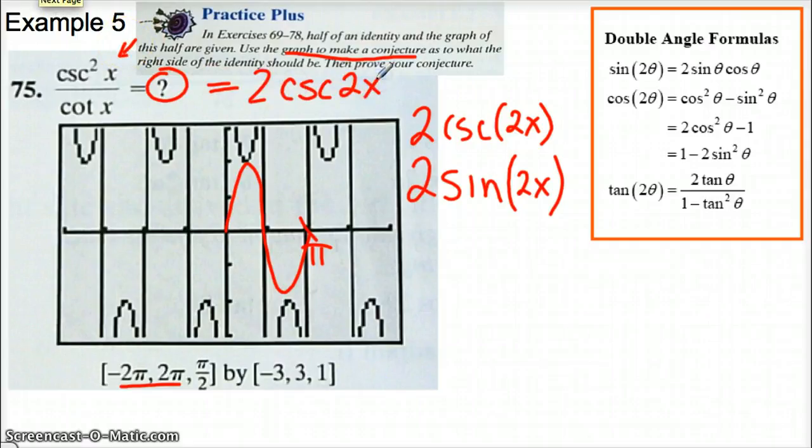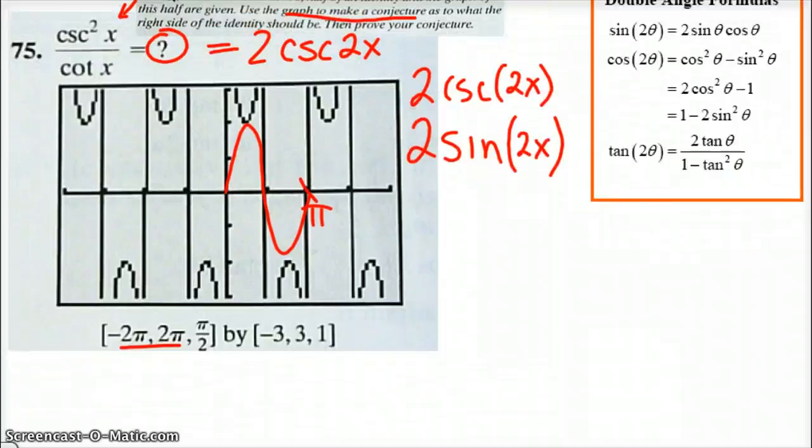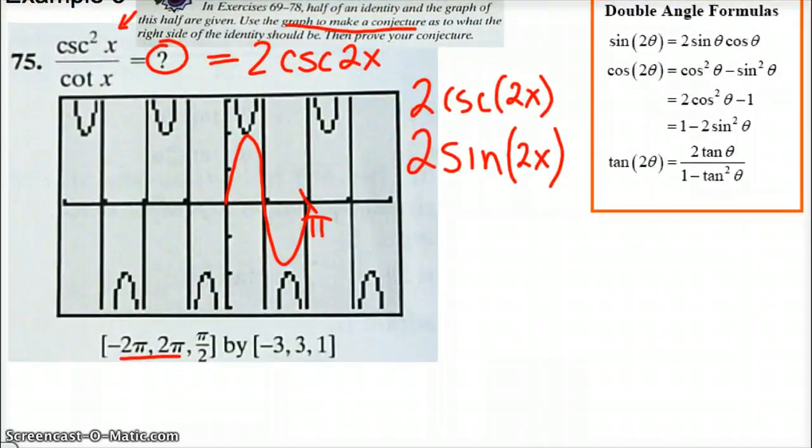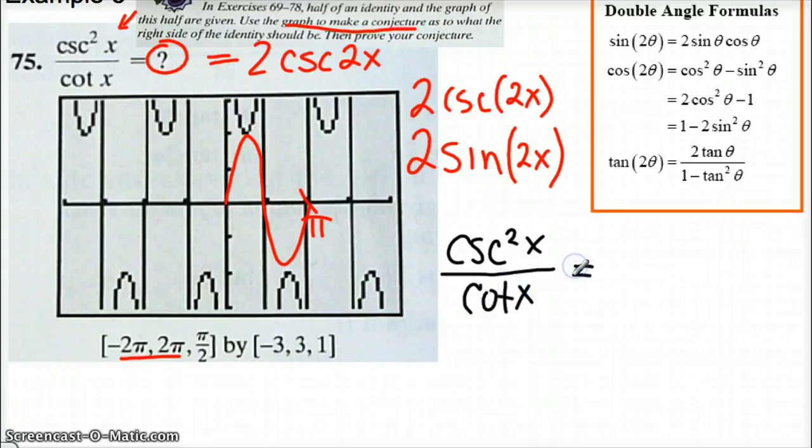And I'm going to prove that by using some double angle formulas. So let me take a moment to rewrite that down below here. The original formula was cosecant squared of x over cotangent of x is equal to 2 cosecant of 2x.